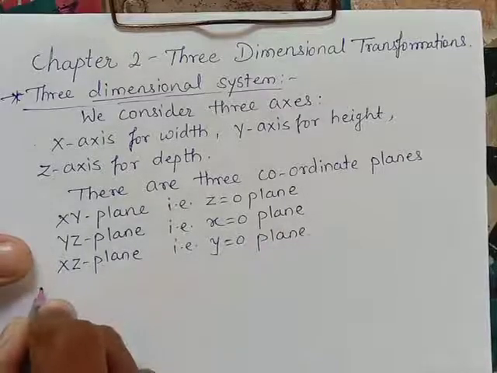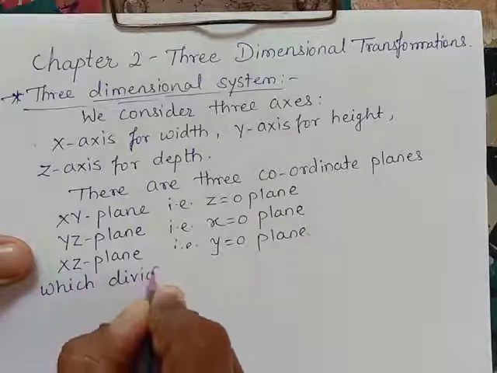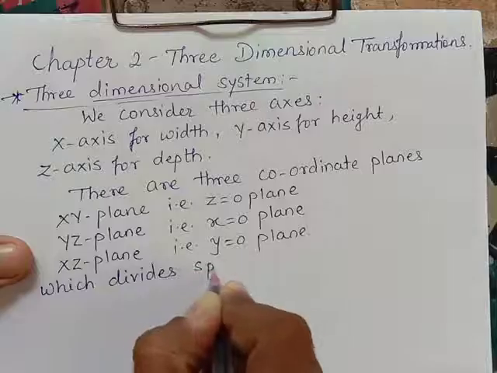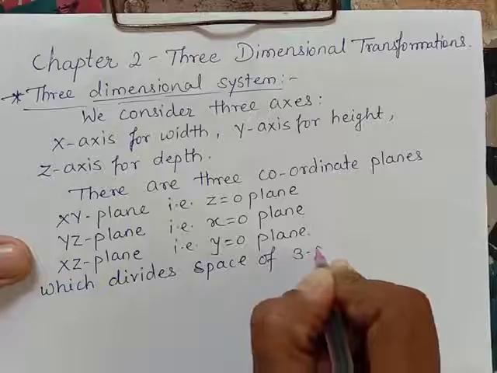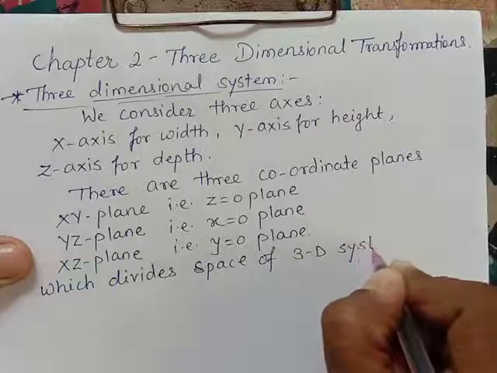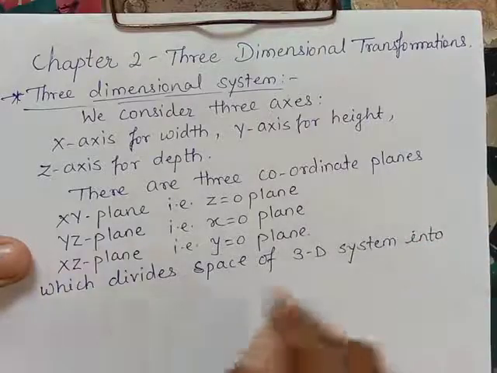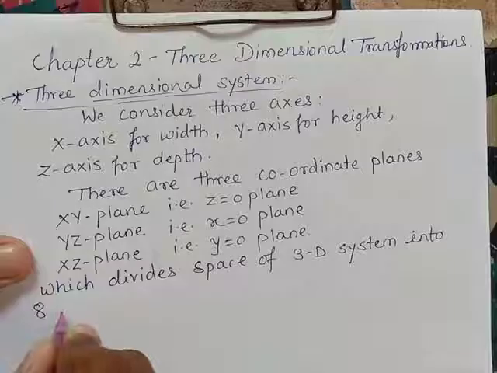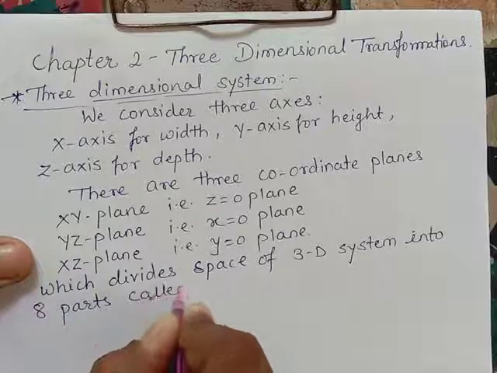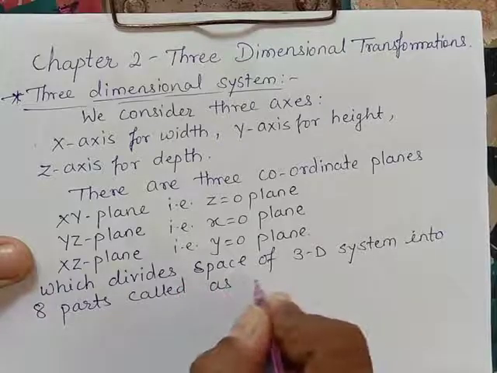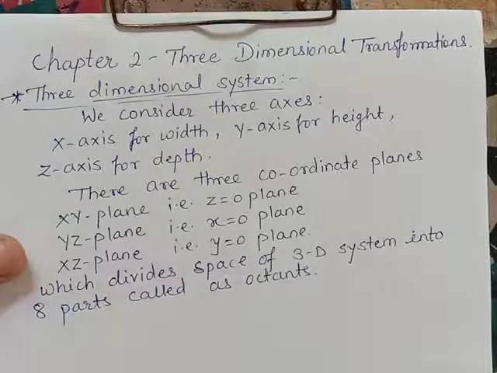These planes divide the space of the three-dimensional system into 8 parts. Each part is called an octant, and all those 8 parts are known as octants.